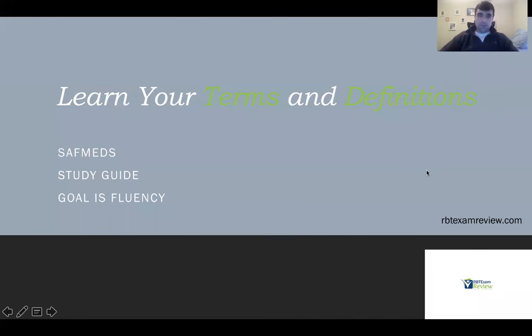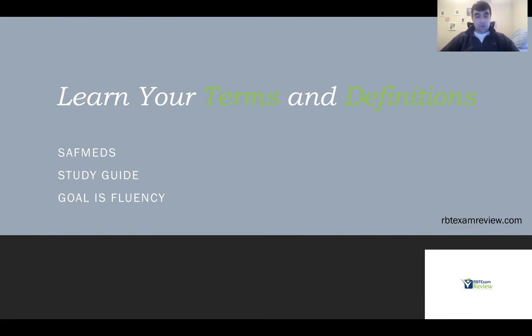So my first tip and my number one is learn your terms and learn your definitions, okay? If you don't do anything else, if you don't do practice questions, if you don't study in any other way, you need to know your terms and definitions. Use SAFMEDs, use flashcards, use a study guide. You want to be fluent in your terms and definitions.